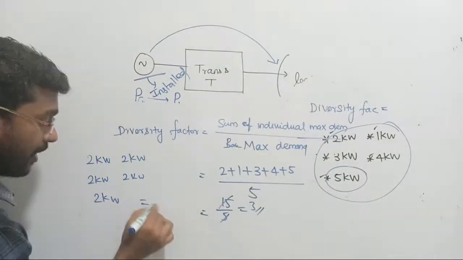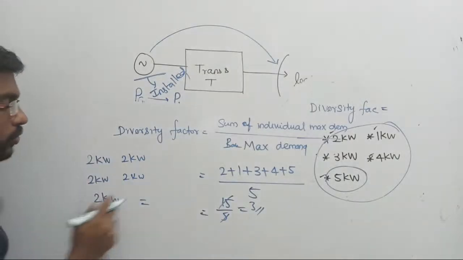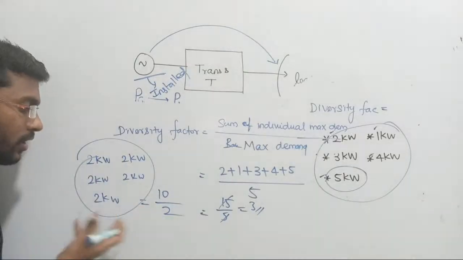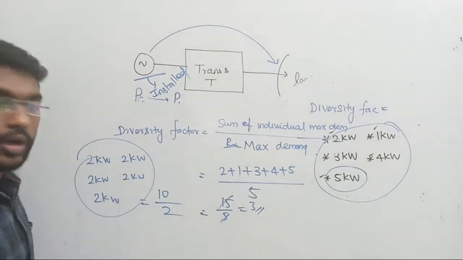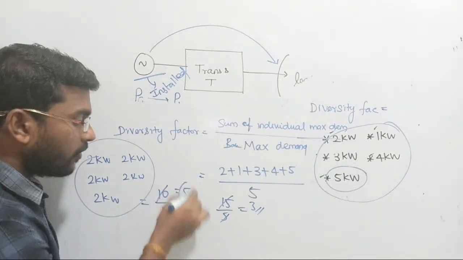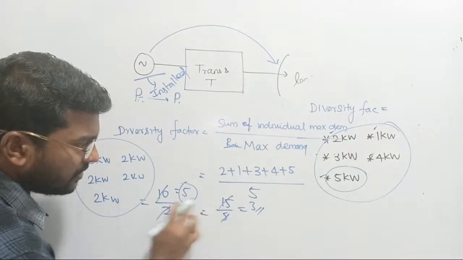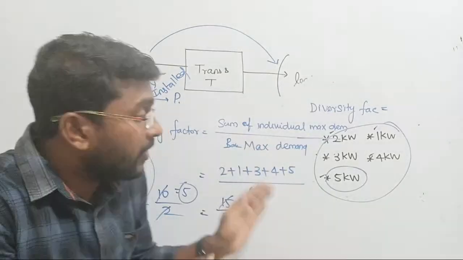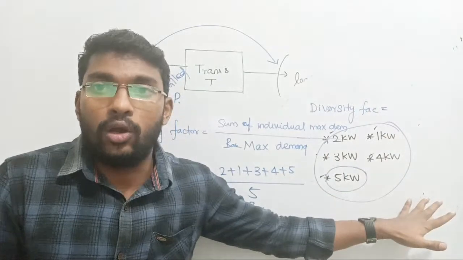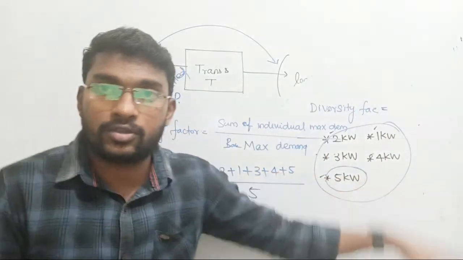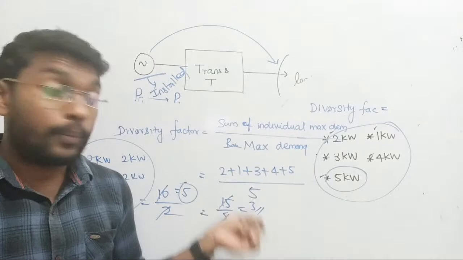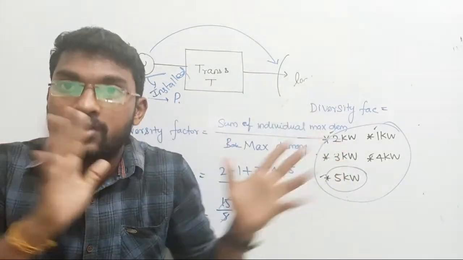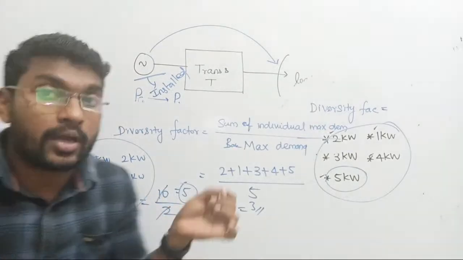Now if you calculate the diversity factor, 2 plus 2 plus 2 plus 2 plus 2 will become 10, divided by the maximum power, which is 2 only. Everyone consumes the same. Now see how much this diversity factor comes, 5. So what is the difference between these two cases? If my power is not uniformly distributed to the loads with respect to the maximum base load, it is only 3. Suppose my power is uniformly distributed for all loads, then the diversity factor will become 5.